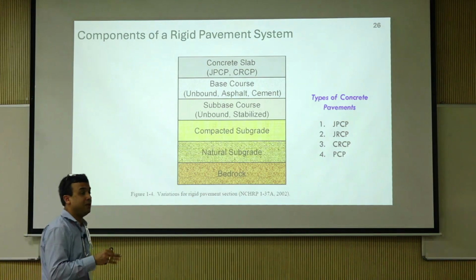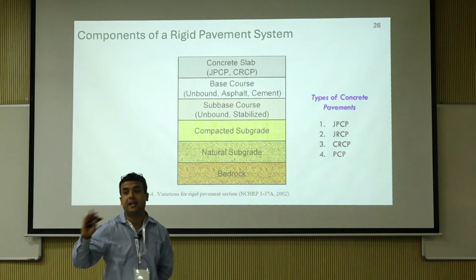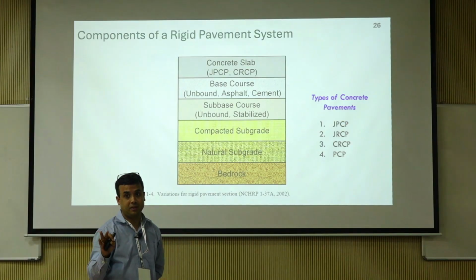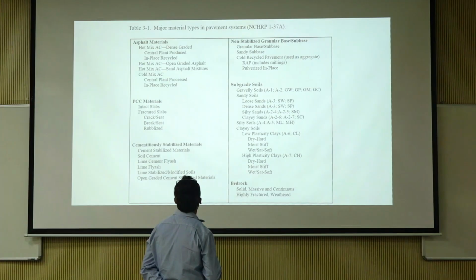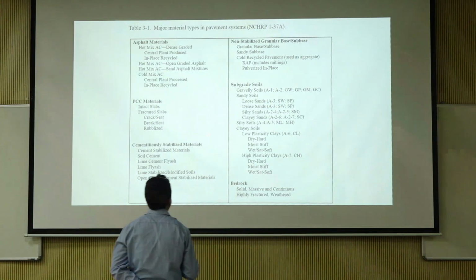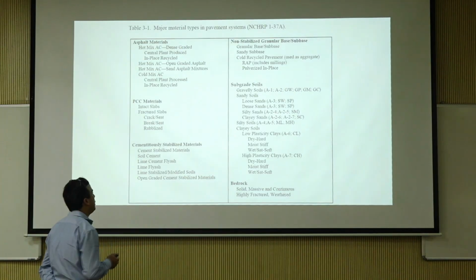Unevenness is a big issue. If you have really varying properties, that causes a lot of problems. And then curling and stuff becomes big. There are also composite pavements, and major material types. Again, this is just background information for you to keep.